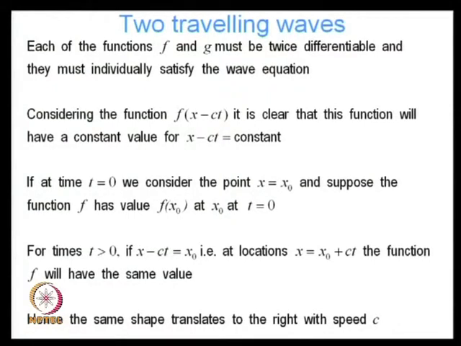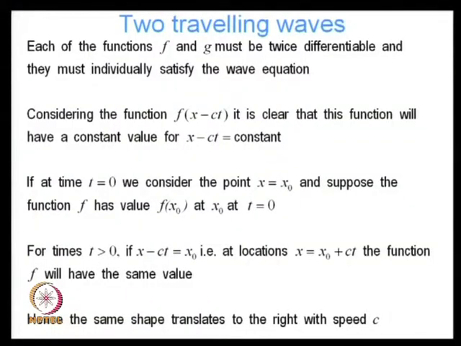Let us look at the first part of the solution, f of x − ct. It is clear that this function will have a constant value wherever x − ct is a constant. At time t = 0, we consider the point x = x_0, and the function f has value f(x_0) at t = 0.